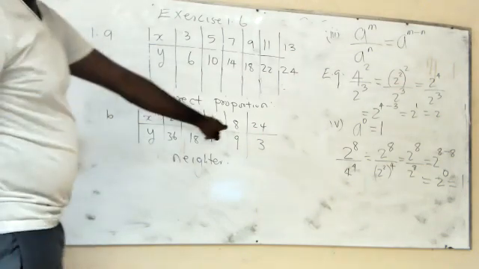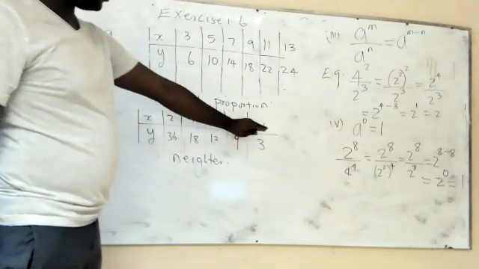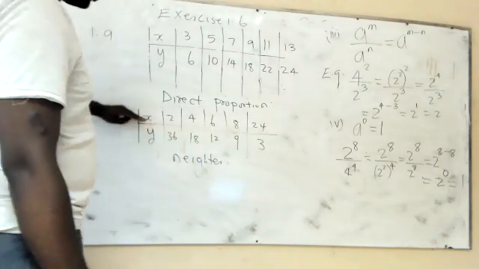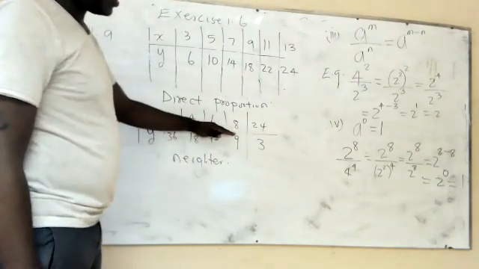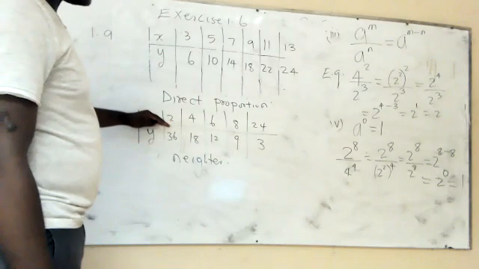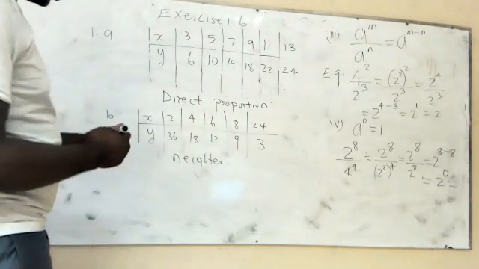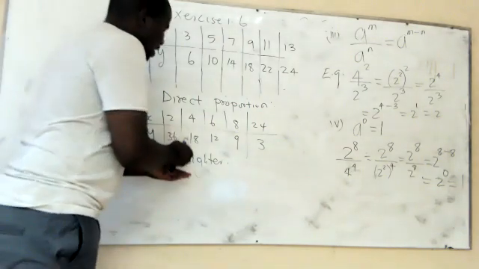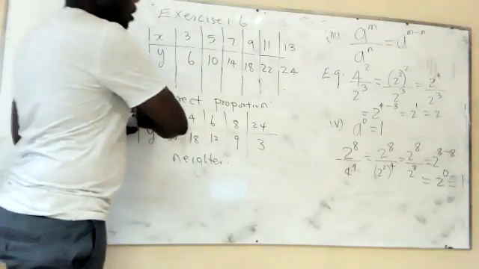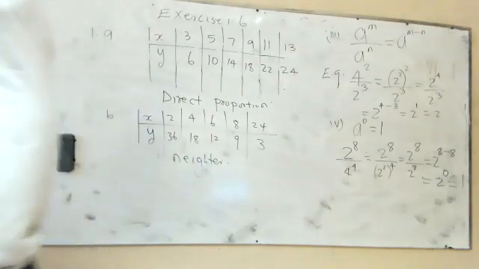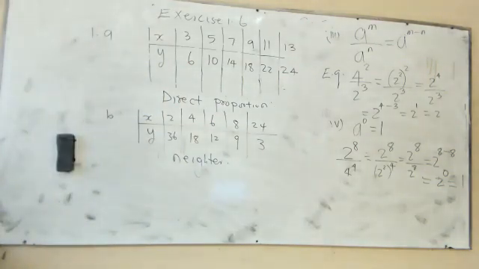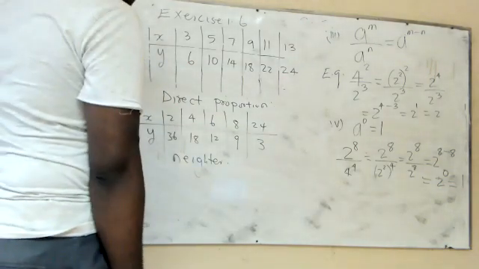It's neither because it does not have the what? The constant quotient. Yes, that's the reason. This will be neither because it does not have the constant quotient. Are you all with me? Yes. So you must understand these tables.